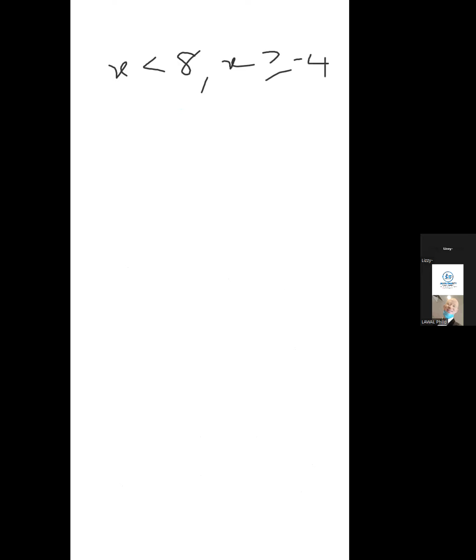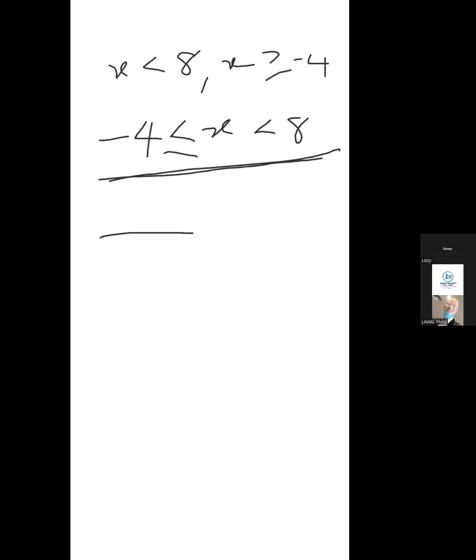So how do I combine this? Of course, I will now write it in this format. Minus 4 is less than or equal to x, but at the same time, this very x is less than 8. I've just written everything as one single equation. This finally is my answer, and I can write it in graphical form.